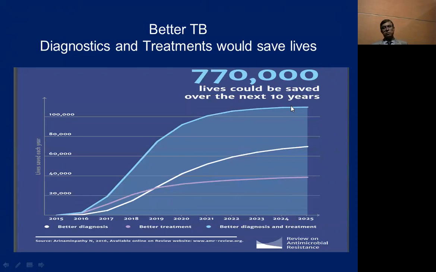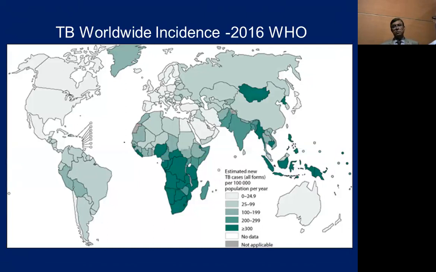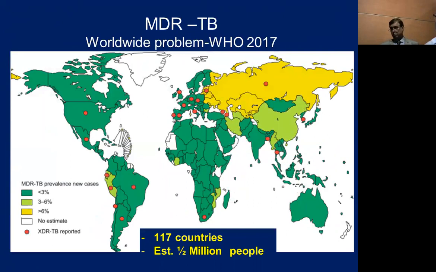This is the incidence of TB around the world with concentration in Africa. This is the incidence of MDR TB with concentration in the former countries of the USSR, Russia, and the neighboring countries. It's estimated that 500,000 people around the world have MDR TB.